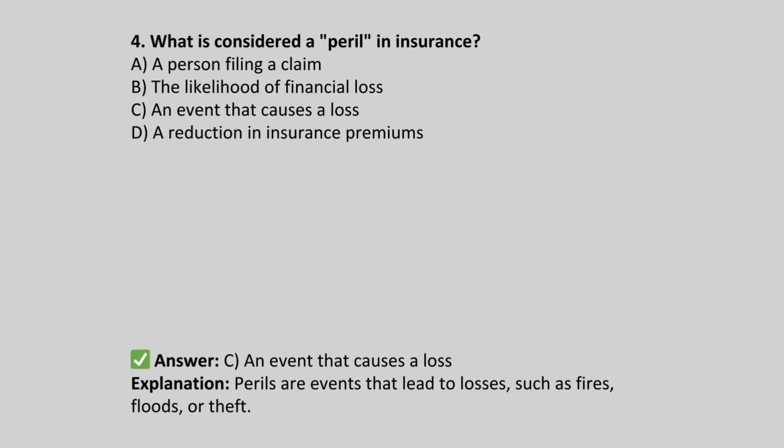What is considered a peril in insurance? A. A person filing a claim. B. The likelihood of financial loss. C. An event that causes a loss. D. A reduction in insurance premiums. Answer: C. An event that causes a loss. Explanation: Perils are events that lead to losses, such as fires, floods, or theft.